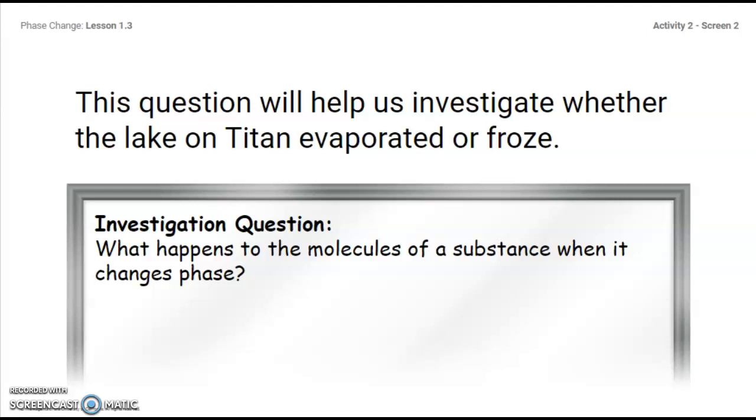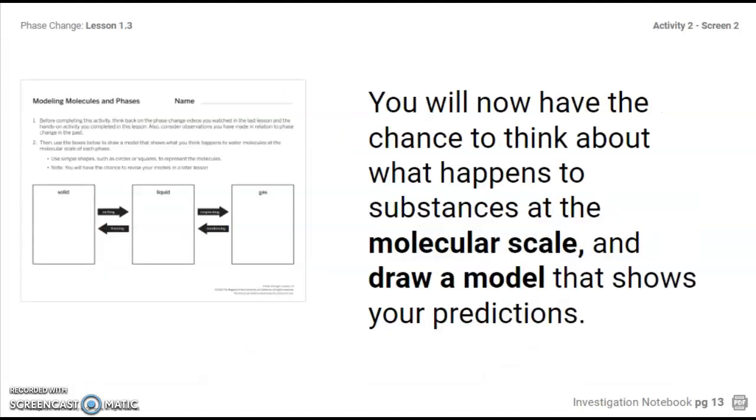This question is going to help us investigate whether the lake on Titan evaporated or froze. What happens to the molecules of a substance when it changes phase? So you've thought a lot about the macro scale appearance of phases from previous lessons. Now let's focus on that micro scale. You're now going to have a chance to think about what happens to the substances at a molecular scale and draw a model that shows your predictions.